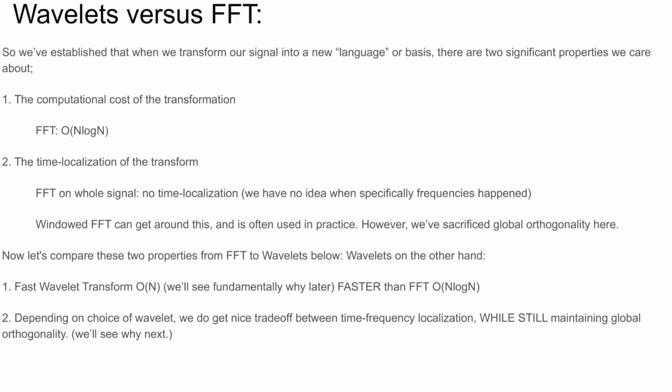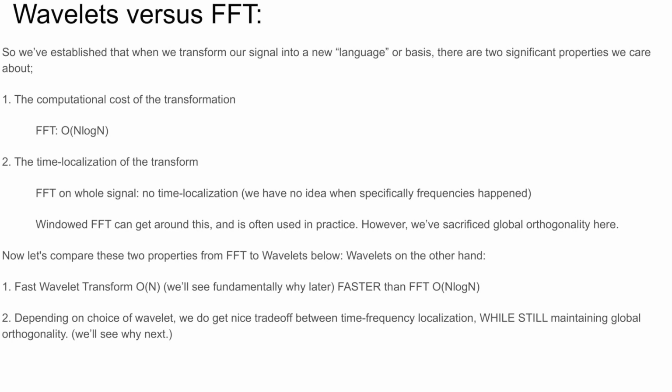So we've established that when we transform our signal into a new language or basis, there are two significant properties we care about. One, the computational cost of the transformation. For the fast Fourier transform, it's n log n. Two, the time localization of the transform. For the FFT on the whole signal, we have no time localization because we have no idea when specifically frequencies happened. The windowed FFT can get around this and is often used in practice. However, we've sacrificed global orthogonality here. Now let's compare these two properties from FFT to wavelets below.